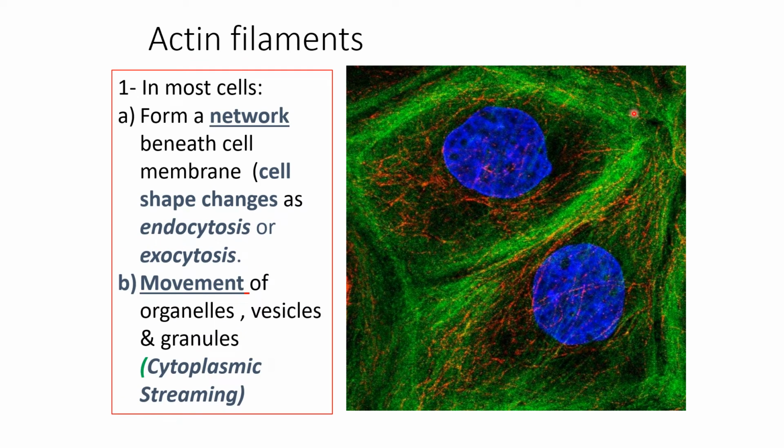As we see here, it forms a network beneath the cell membrane, responsible for the cell shaping, as we said before, endocytosis, exocytosis, amoeboid movement, and movement of the organelles or vesicles inside the cell, what's called cytoplasmic streaming. By the way, this photomicrograph is an immunofluorescent.